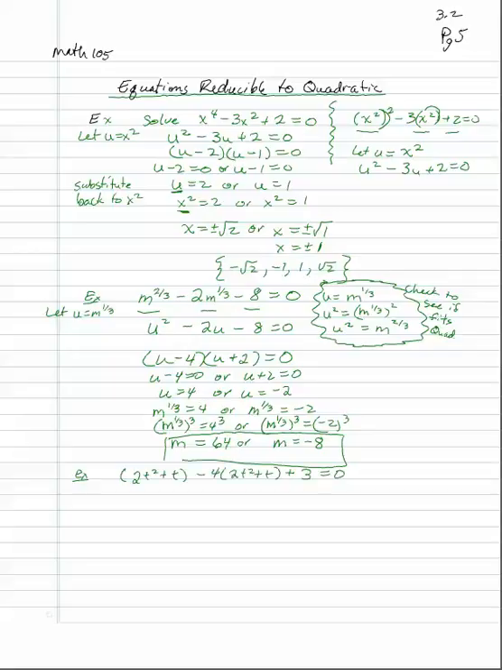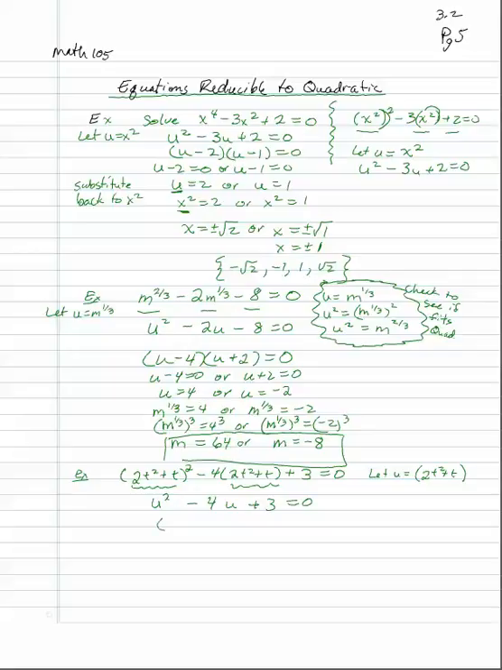Okay, so let's try one more. And the key here is look at this parentheses. They're the same. Oops, there should have been a square there. So we're going to let u be that parenthesis. Let u equal the parenthesis, 2t squared plus t. So we're going to get u squared minus 4u plus 3 equals 0.